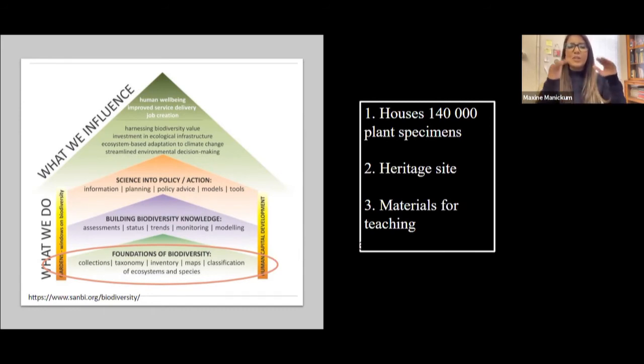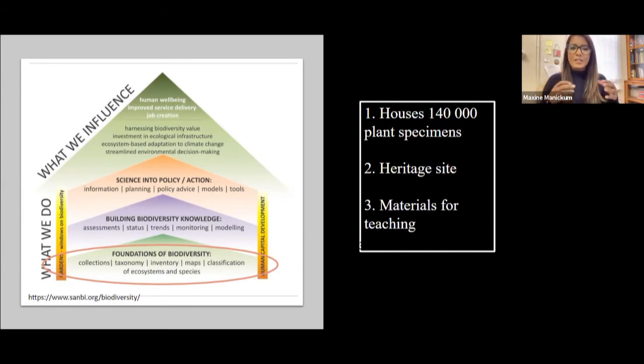So the first 3 tiers are the different roles and the functions, and the overarching roof is what these roles influence. Now, in this diagram, the very first tier, the very bottom level, you see I circled it. That's called Foundations of Biodiversity. And under that, the very first thing is collections. Now, this is really important.